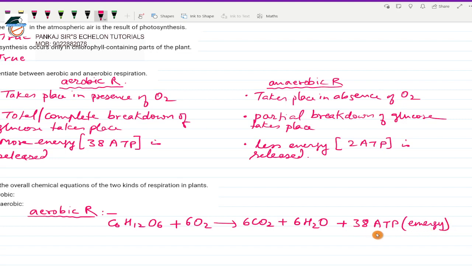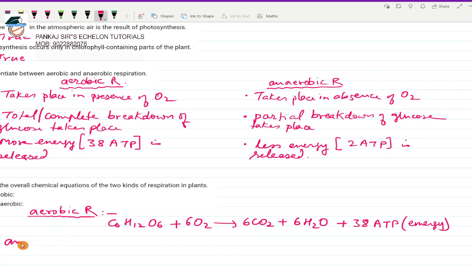This is energy stored, right? 38 ATP. ATP is a kind of currency. So the energy is measured in ATP. So 38 ATP is the energy that is stored in this aerobic respiration reaction.